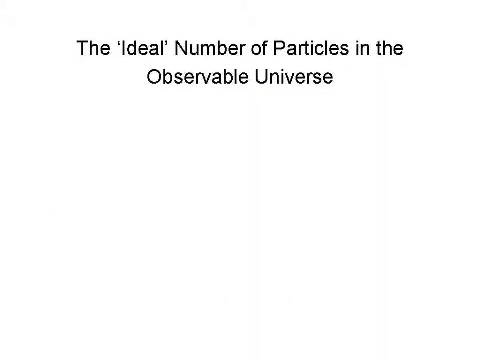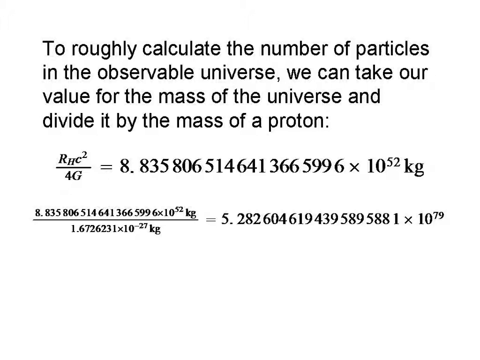Let us now move from particle radius to the concept of the ideal number of particles in the observable universe. To roughly calculate the number of particles in the observable universe, we can take our value for the mass of the observable universe and divide it by the mass of a proton. So our equation for the mass of the observable universe gives us about 8.8 times 10 to the 52 kilograms. And we'll place that here and divide it by the mass of a proton. So if everything in the universe, all mass, was a proton, we'd have about 5.28 times 10 to the 79 protons.